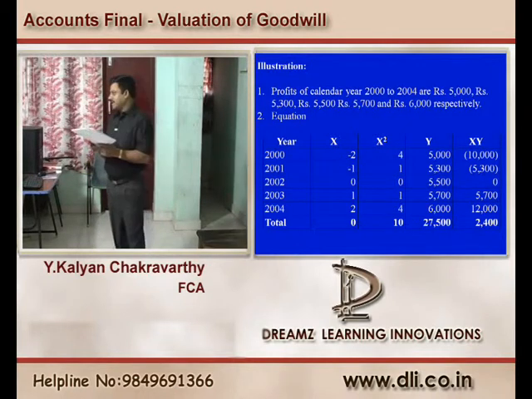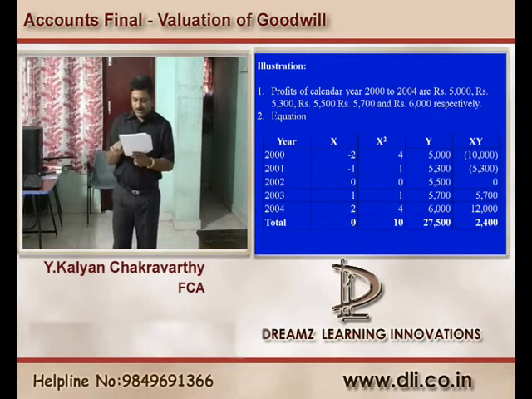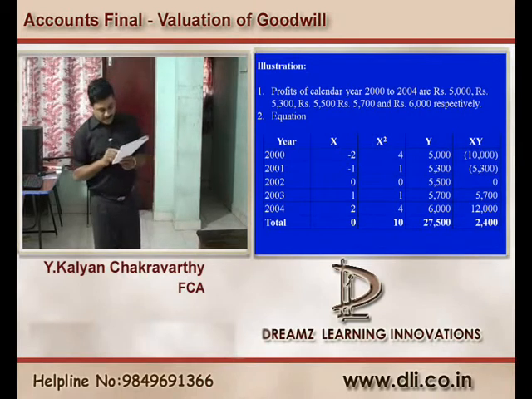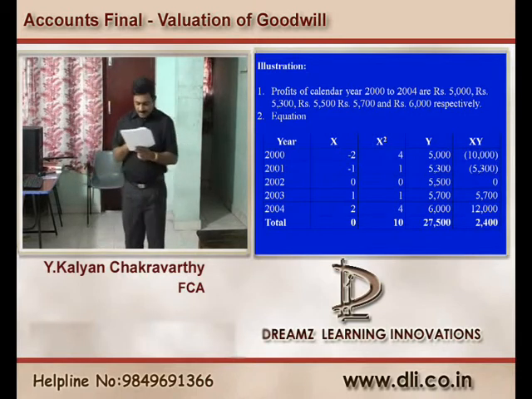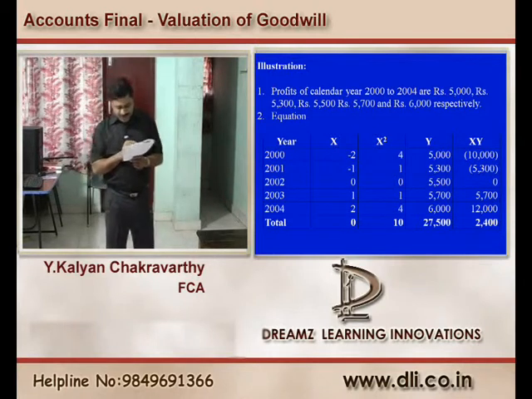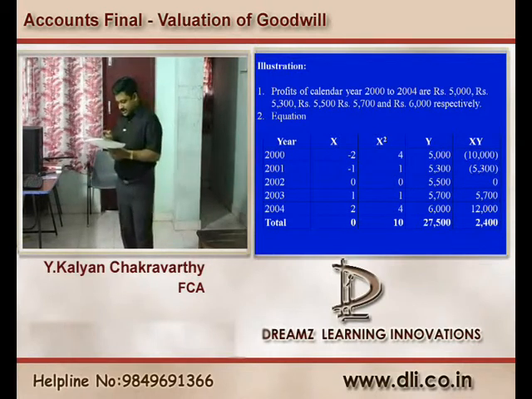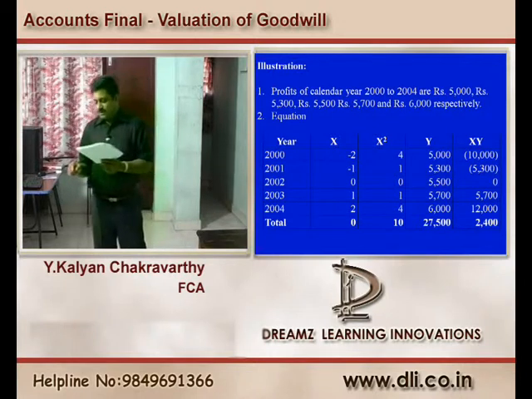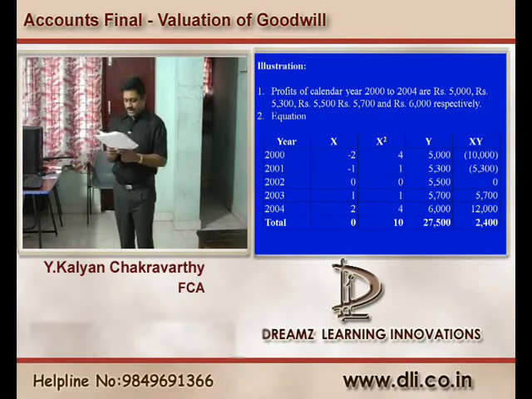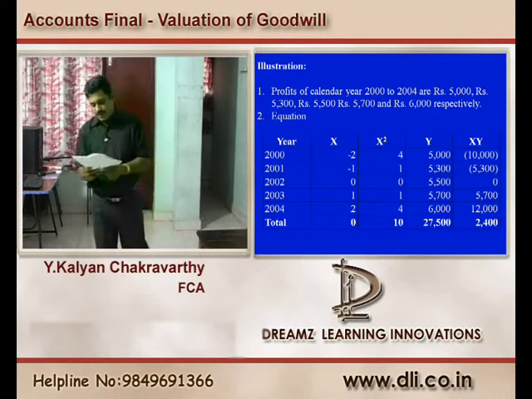Profits for the different years. And you multiply x with y. 5,000 into minus 2 is minus 10,000. 5,300 into minus 1 is equal to minus 5,300. 5,500 into 0 is 0. 5,700 into 1 is 5,700. 6,000 into 2 is equal to 12,000. So sigma of xy is what? 2,400.